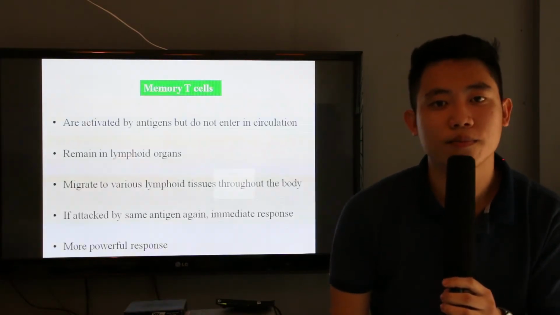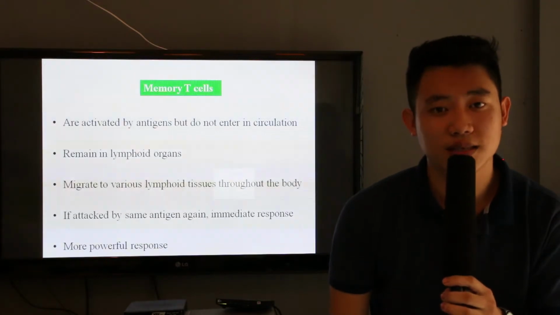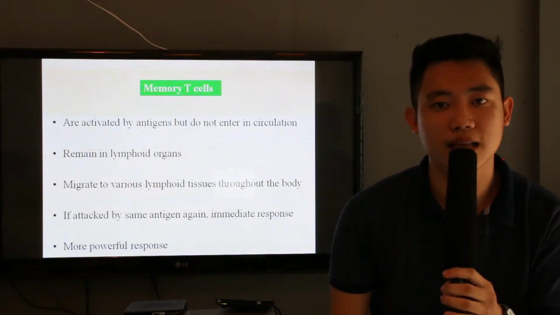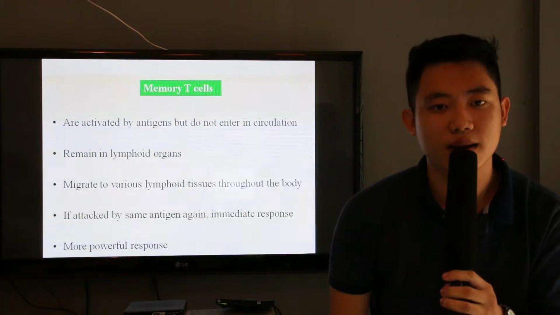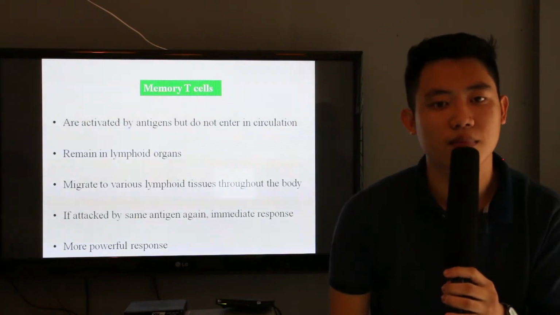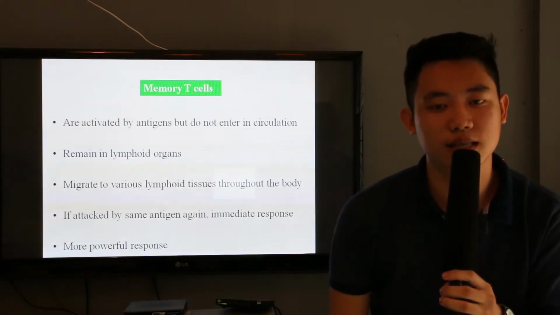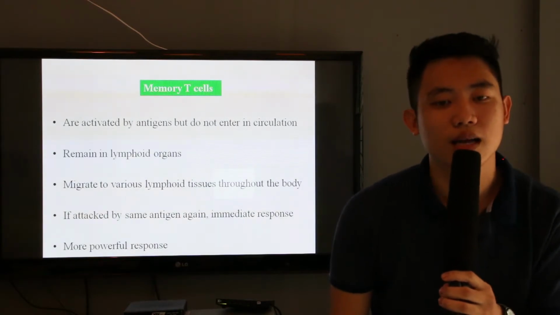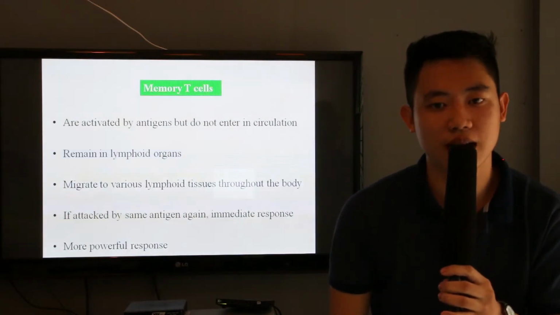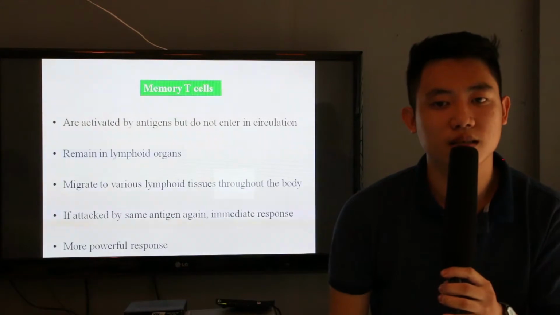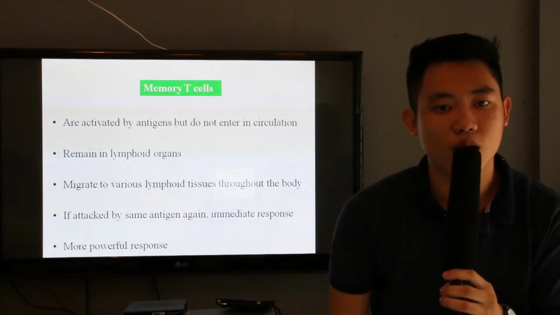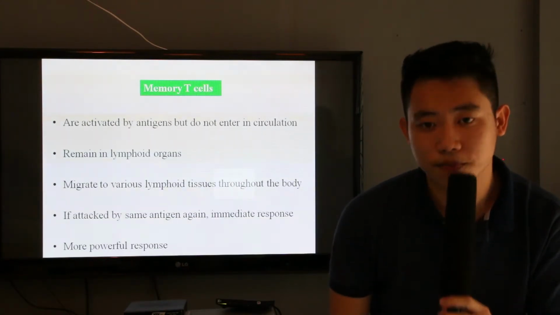And the last one, memory T cells, are activated by antigen but do not enter the circulation. They remain in lymphoid organs and migrate to the various lymphoid tissues throughout the body. If attacked by the same antigen again, there is an immediate immune response, a more powerful response the next time.